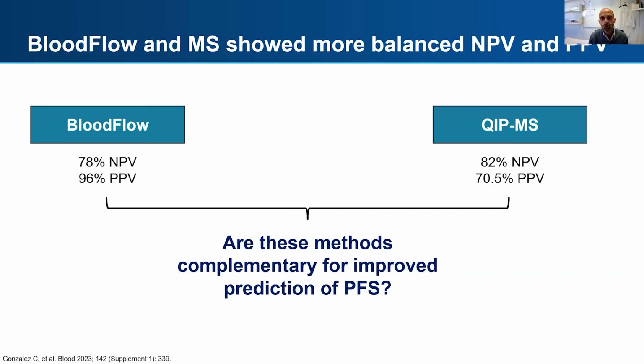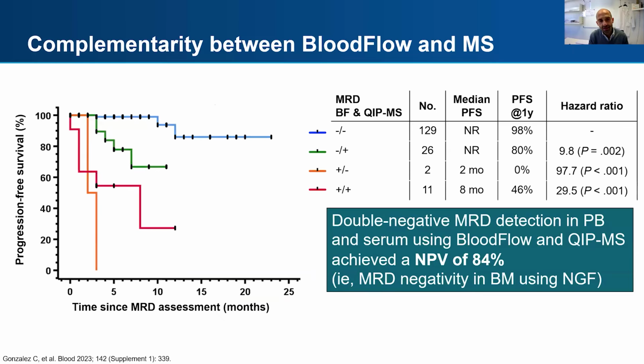Very briefly, the two methods that stood out were blood flow and mass spectrometry. Both showed a more balanced negative and positive predictive value. So therefore, we are focusing on these two methods to look for complementarity. And I can tell you that in December at ASH, we will be updating these results in an oral presentation. And I can share with you that the results are very, very promising.